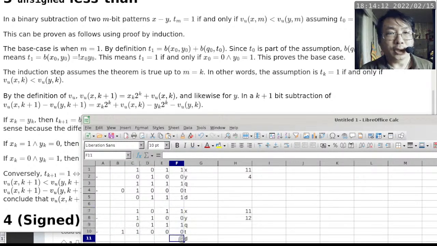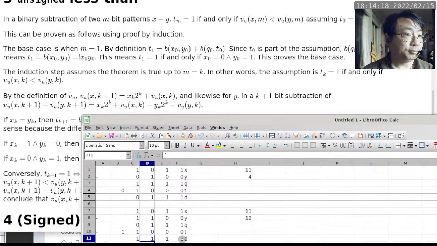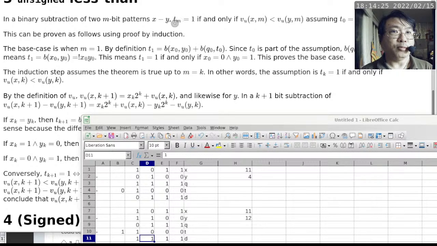Now, I'm going to finish up this whole calculation because I think later on it might come in handy. So I'm going to put in all of these things. So are we good so far in terms of showing examples of what this means? Tm equals 1 if and only if the unsigned value of x up to m bits, including m bits, is less than the unsigned value of y, interpreted up to m bits. So are we good with that concept?